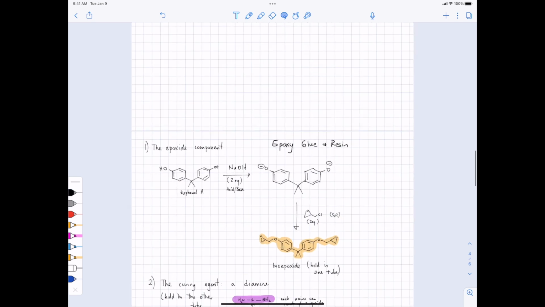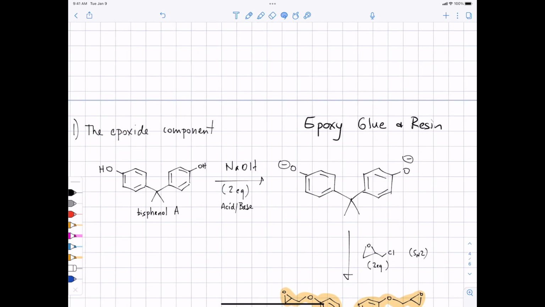So anyway, here is one of the components of epoxy glue and resin. It is prepared from a molecule called bisphenol A. You will have heard of this because it is a common component of a lot of polymers, and it's actually an estrogen receptor agonist with some affinity, so there's some concern about products, especially those involved in human consumption, that contain bisphenol A or BPA. If you see products labeled BPA free, it means they're not using this.